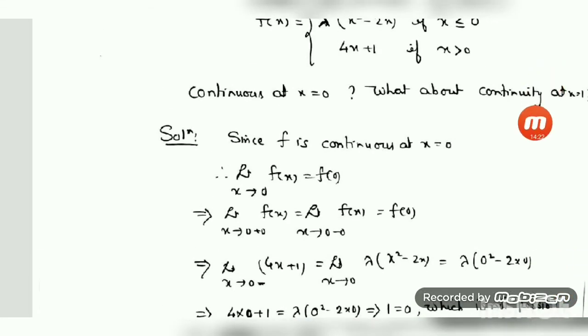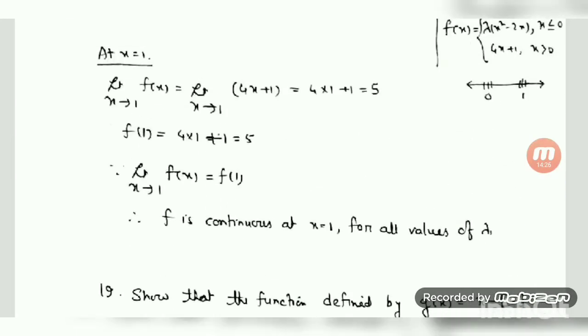What about the continuity at the point x equal to 1? That is our next part. We have considered now the point x equal to 1. To check continuity, the limit as x tends to 1 must exist and be equal to f(1). Then only we call it continuous.